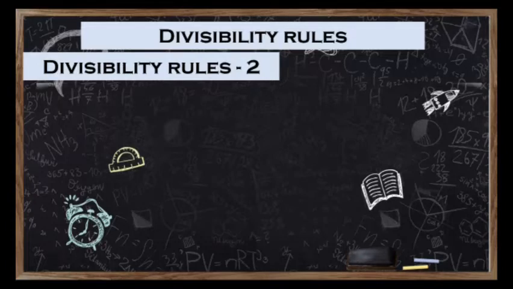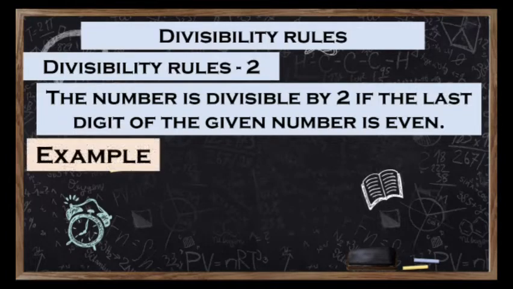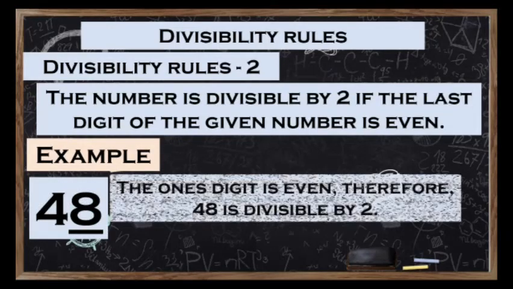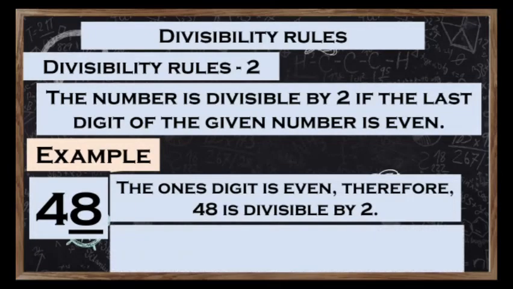Divisibility rules by 2. The number is divisible by 2 if the last digit of the given number is even. Example, 48. The ones digit is even, therefore 48 is divisible by 2. Let us check.